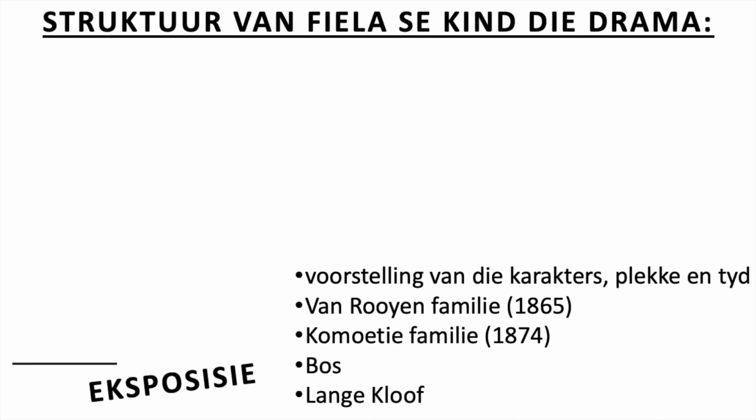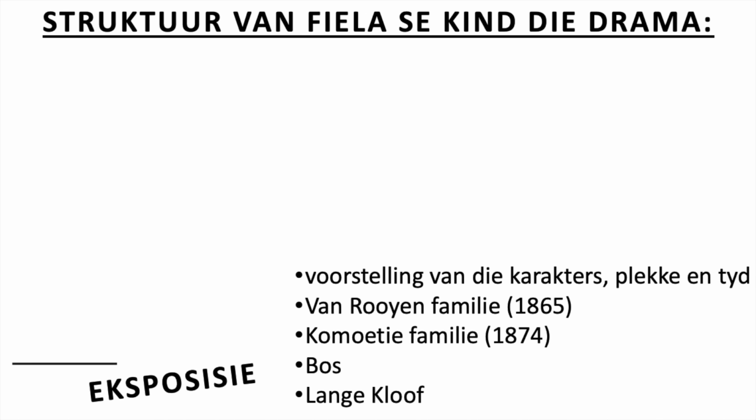So now if we look at structuur van Fiela Se Kind die drama, we're going to look at what little part of the book is which part of the structure of the drama. So the expositie, the exposition, remember it tells us more about what's happening, where it is. So voorstelling van die karakters, plek en tyd. We have the Van Rooyen family. We're introduced to them in the first act, and we know that they're in the bush, and this is in 1865. So we do get introduced immediately to these things.